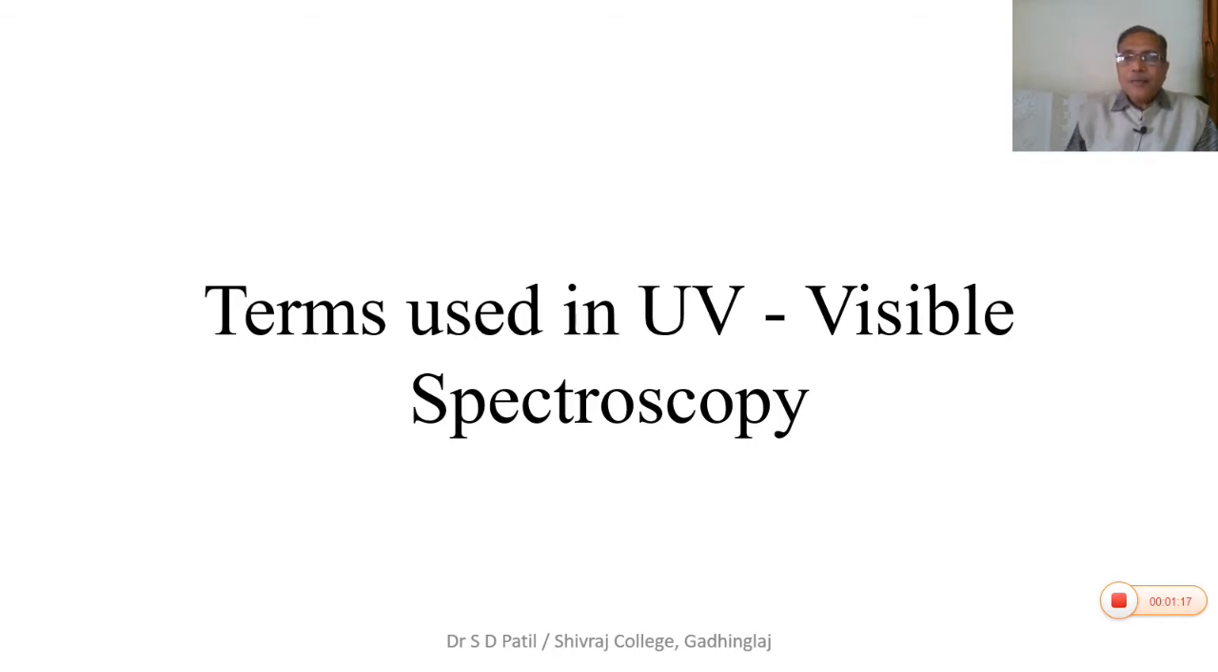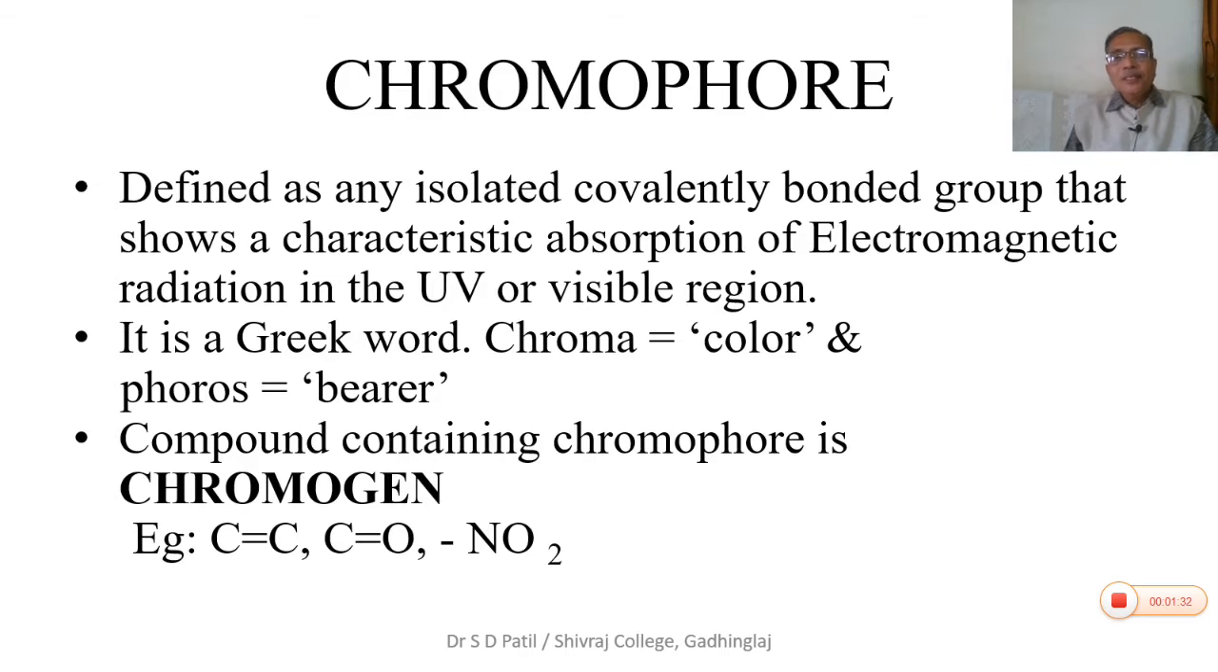So these are the fundamental terms used in UV visible spectroscopy, and one has to learn these carefully because the explanation related to UV visible spectroscopy is related to these various fundamental terms. The first term is chromophore. It is a word which has two parts. One is chroma, meaning color, and phore means bearer. So color bearing is the phenomenon.